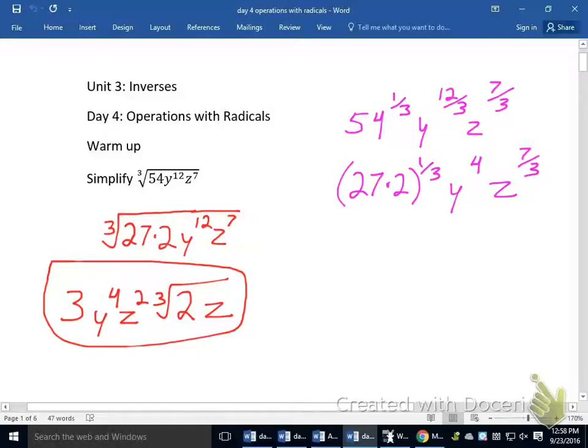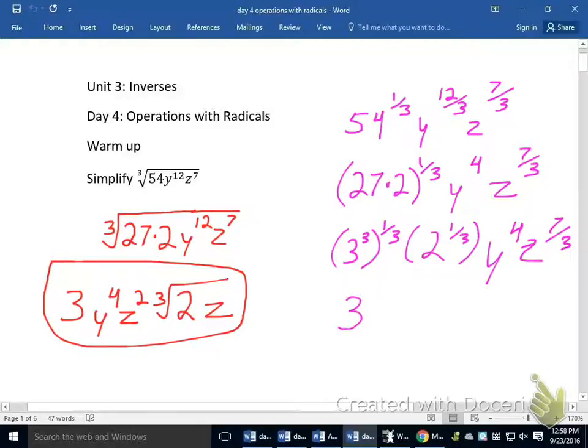Now on the number, you would go ahead and apply the 1/3 power to both 27 and 2. And while I'm at it, I'll write 27 as 3 to the 3rd. And what that does is it arrives at the same answer, z to the 7/3 out there. So 3 to the 3rd to the 1/3 cancels to just 3. I'll have a 2 to the 1/3. I have a y to the 4th. And I have a z to the 7/3.